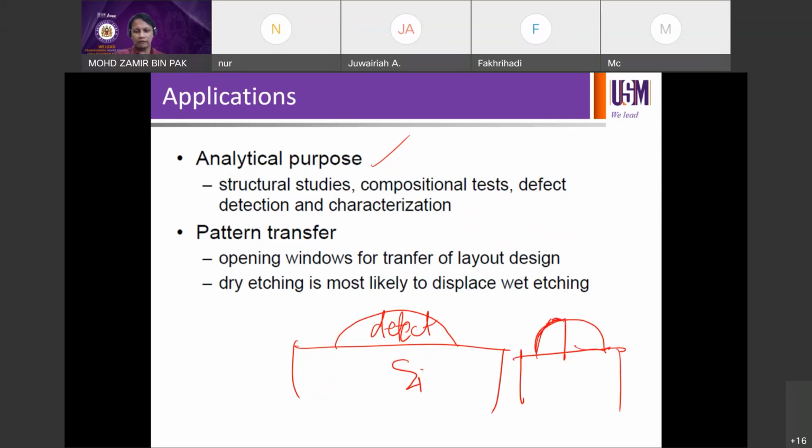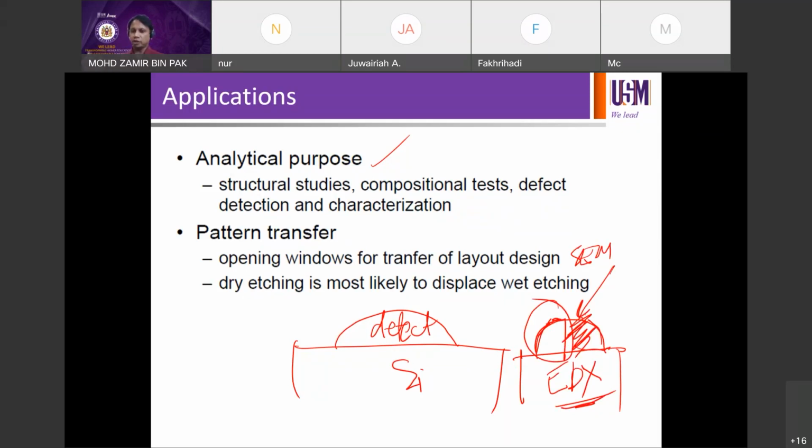You can cut it in half, for example, so that you can see the other half. Say remove this portion and then you send it for SEM to view from certain angles. And you can do EDX, for example, energy dispersive X-ray, to see what elements are inside, so that you know the origin of the defects.